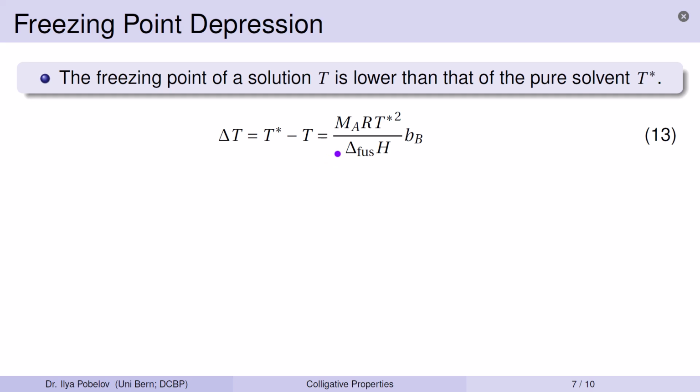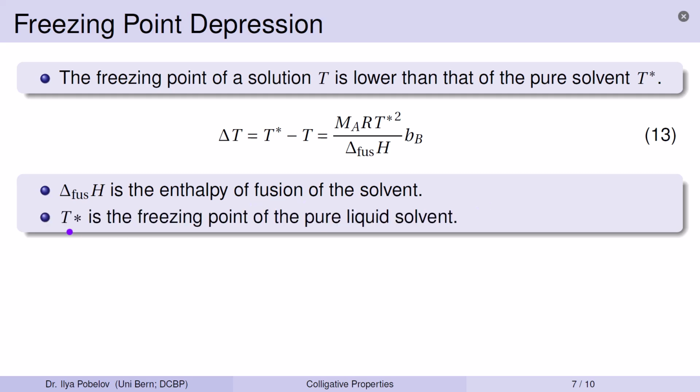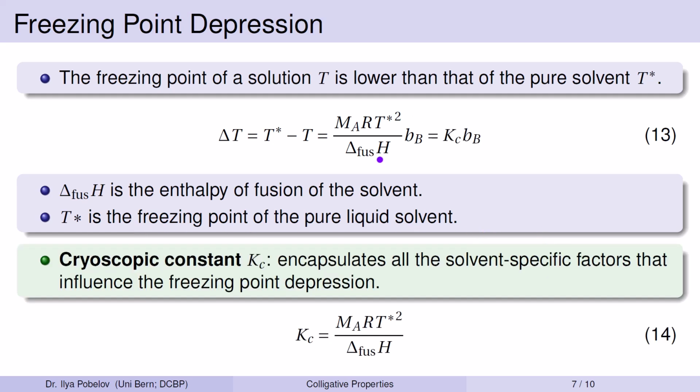The magnitude of this freezing point depression is directly related to the molality of the solution, as shown here. Here, delta fus H is the enthalpy of fusion of the solvent, and T star is the freezing point of the pure liquid solvent. To simplify the representation, the cryoscopic constant Kf is introduced.